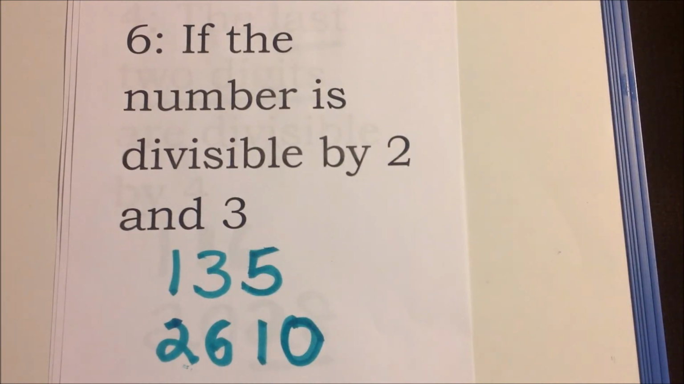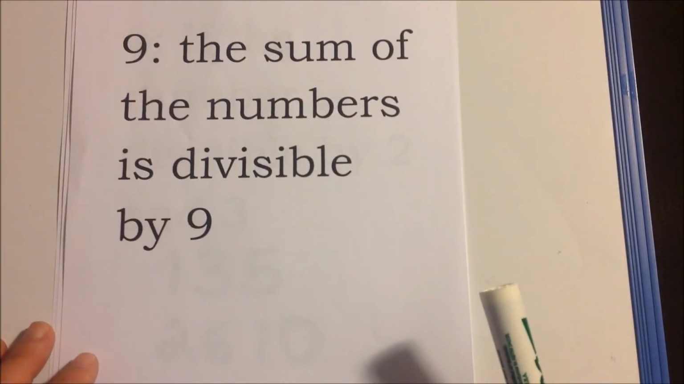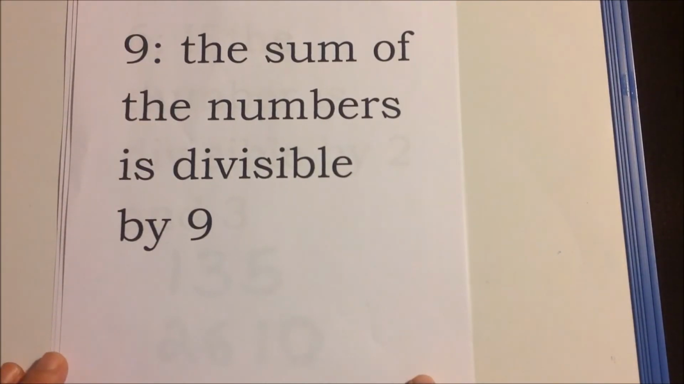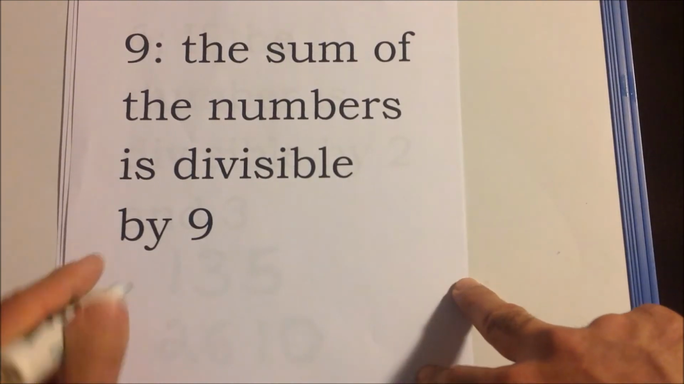So we have the divisibility rules for 2, 3, 4, 5, and 6. Now 7, we're going to do in another video. It's a little tricky. And 8 we'll do in another video also. And for 9, the sum of the digits has to be divisible by 9. So it's the same thing as with 3. 9 has to go into the sum.